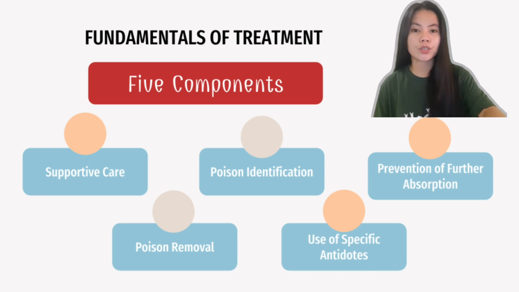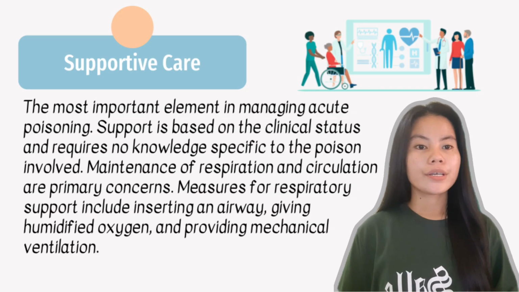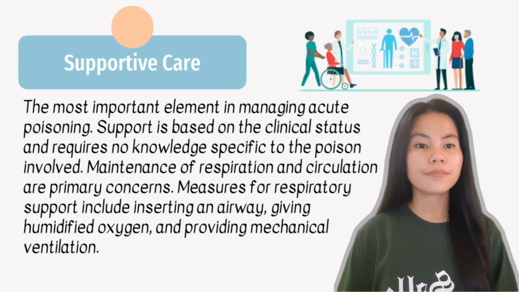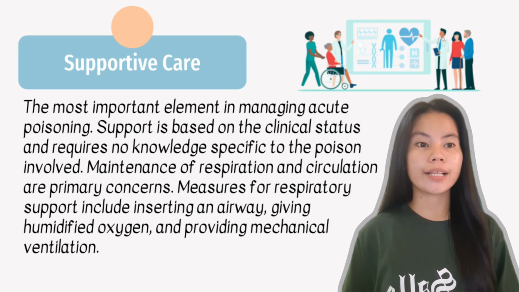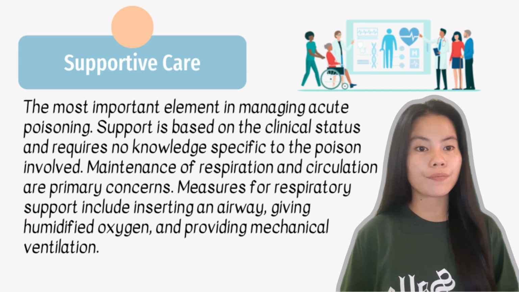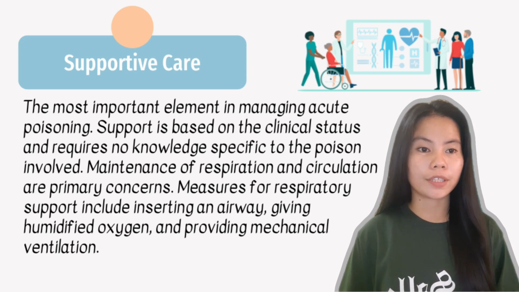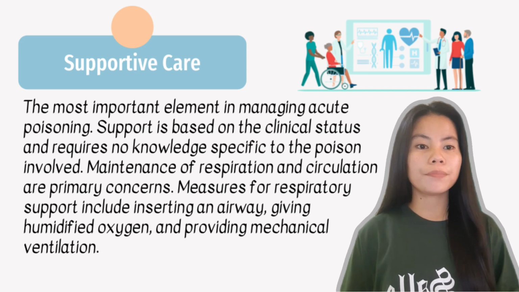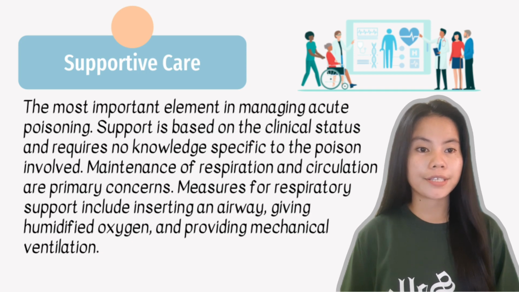Let's tackle each. First is the supportive care. Supportive care is the most important element in managing acute poisoning. Support is based on the clinical status and requires no knowledge specific to the poison involved. Maintenance of respiration and circulation are primary concerns. Measures for respiratory support include inserting an airway, giving humidified oxygen, and providing mechanical ventilation. Volume depletion resulting from vomiting, diarrhea, or sweating can compromise circulation.